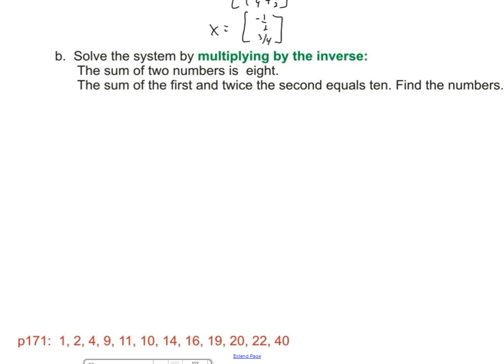Okay, so solve the system by multiplying by the inverse. The sum of the two numbers is 8. The sum of the first and twice the second equals 10. Find the two numbers. So I'm just going to, over here, name my variables. We've got two numbers: a first number and a second number. Let's call the first number x, and let's call the second number y. Okay, so here's the easier of the two, although neither one's very difficult.